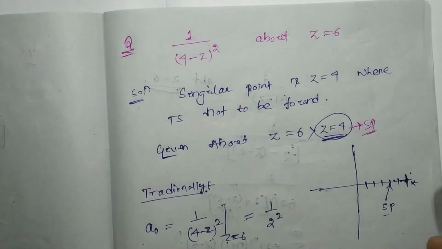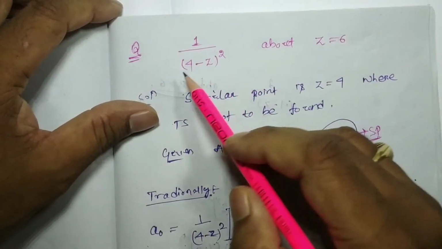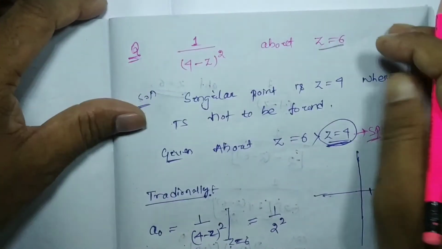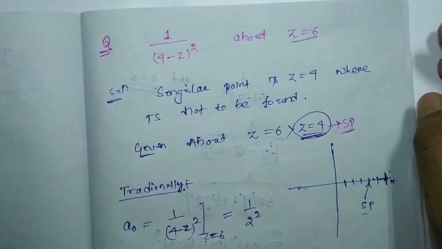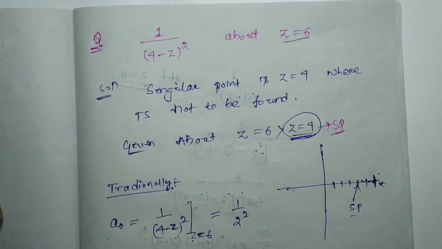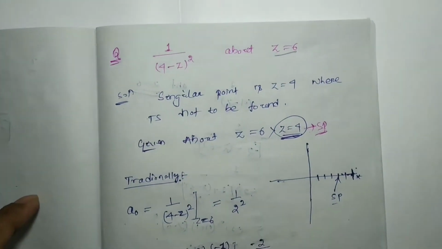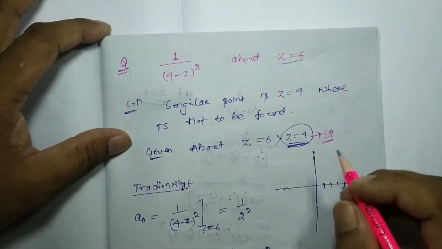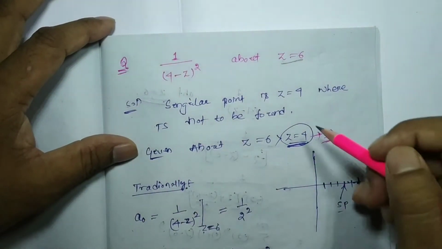So the question is 1 by 4 minus z whole square about z equal to 6. Here a few points you have to consider, or you have to remember also. First you watch, and in between I am going to tell you.